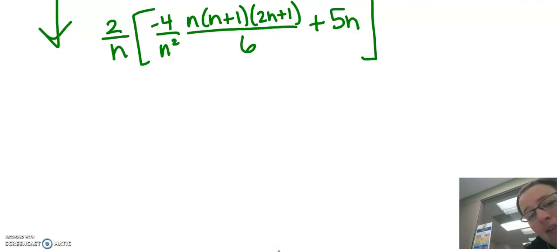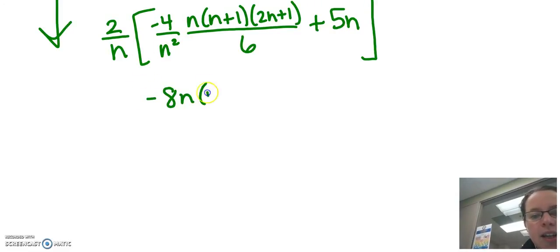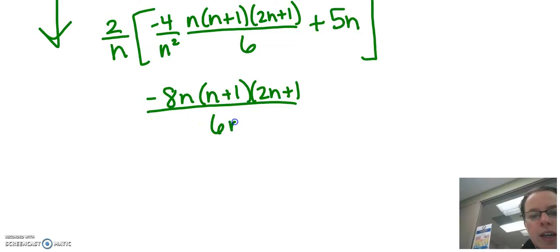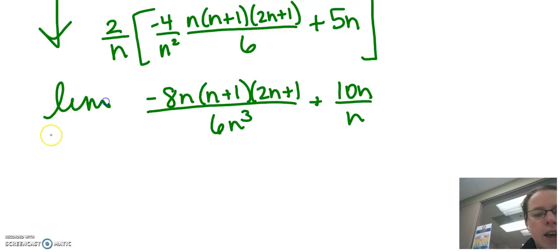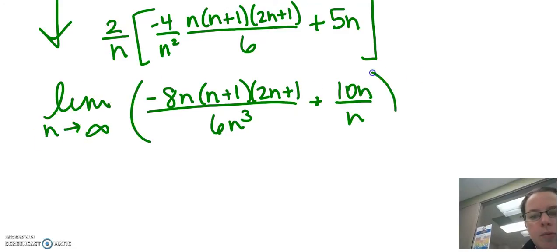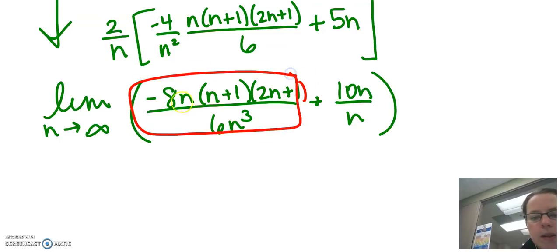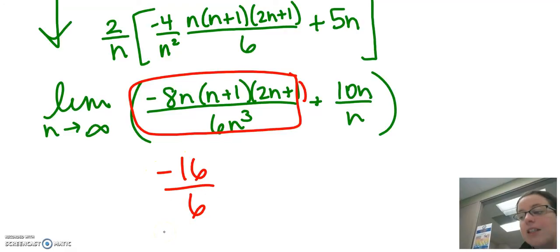Keep going. Make sure you can still see my face. I'm still here. I'm going to distribute this stuff in. So I'm going to get negative 8n times n plus 1 times 2n plus 1 over 6n cubed plus 10n over n. And I'm still taking the limit as n goes to infinity. Well, the limit as n goes to infinity of this piece, this is going to be 8n squared, and this becomes 16n cubed. Well, 16n cubed divided by 6n cubed is going to be negative 16 sixths.